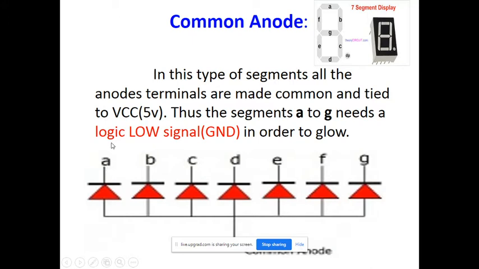Suppose through the controller you provide 1 to this A terminal. At that time this is 1 and the other end is also 1, and that's why current will not flow through the LED and the LED remains off, because both are equipotential. When the controller sends 0, this A terminal is 0 and the other end is VCC, so current will move from VCC to ground, and that's why the LED turns on. It means in the common anode configuration it is the exact contrast: 0 means on, 1 means off. That is the difference between common anode and common cathode.